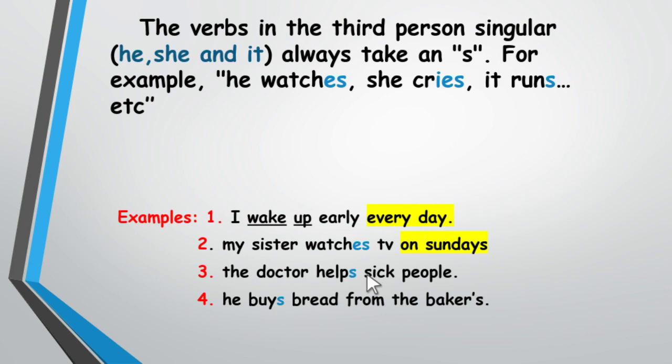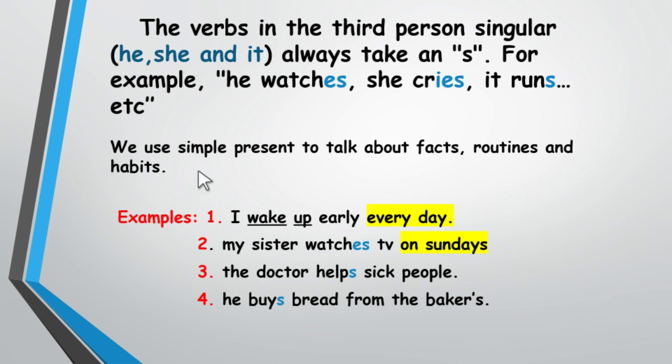So you see here, SSS, as long as we're conjugating the verb in the third person singular. Other than that, you just keep the verb as it is. And let's see here. So we use simple present to talk about facts. For example, here the doctor helps sick animals. Of course, he does help sick animals. And here, for example, you buy bread from the bakers. Of course, you buy bread from the bakers, so that's a fact. And routines, for example, here my sister watches TV on Sundays. I wake up early every day, and also habits.